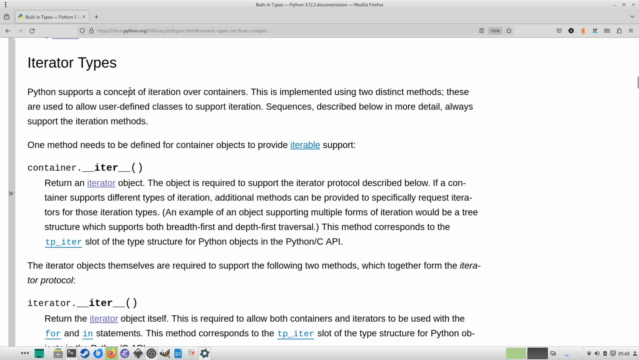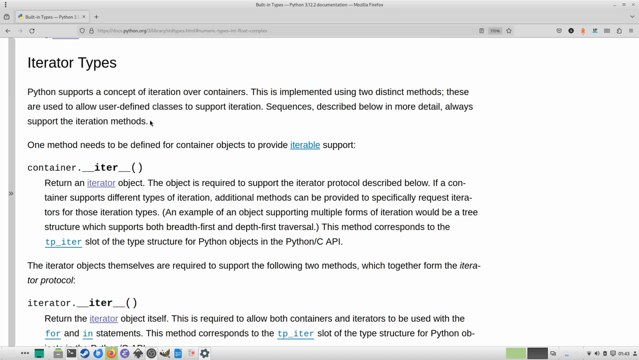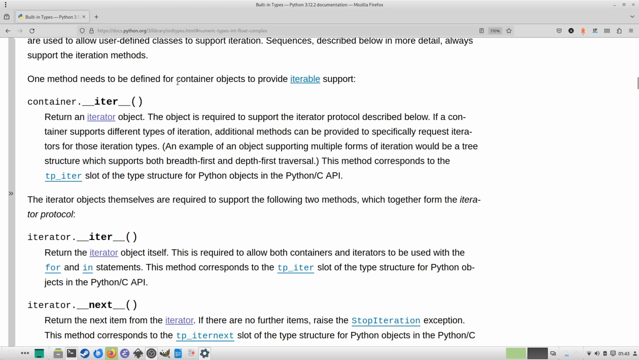Now we look at some iterator types. We have seen quite a few of them when we were going through our built-in functions. So this is something which is given in detail here. Python supports a concept of iteration over containers. This is implemented using two distinct methods. These are used to allow user-defined classes to support iteration. Sequences, described below in more detail, always support the iteration methods. One method needs to be defined for a container object to provide iterable support, and that is the container.__iter__ method. This method returns an iterator object. The object is required to support the iterator protocol described below.